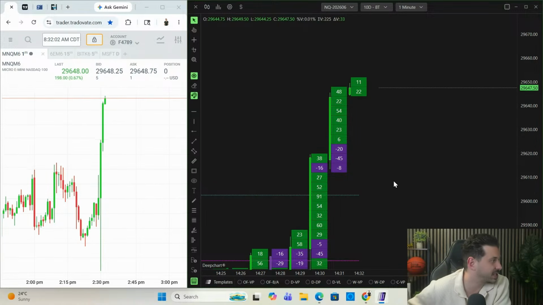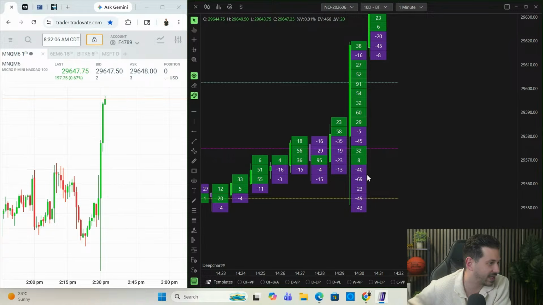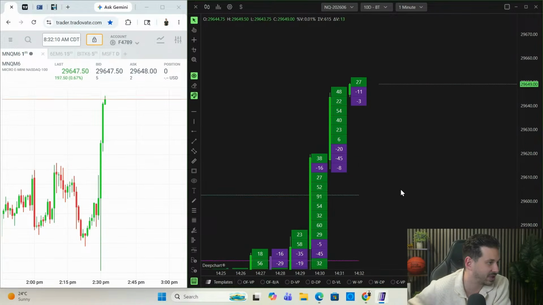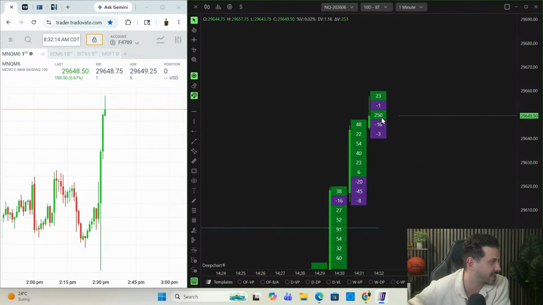So let's see in terms of volume what we're doing. Quite a bit of volume on the open. We had a lot of sellers get trapped at the bottom. Buyers came in on top. And again, the volume distribution is very bullish right now. Oh, big chunk of orders came in.